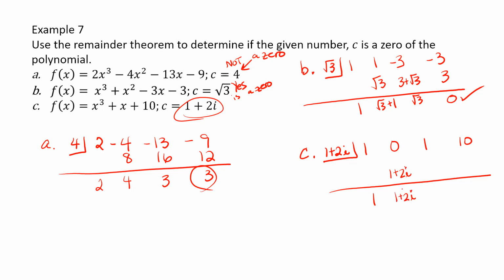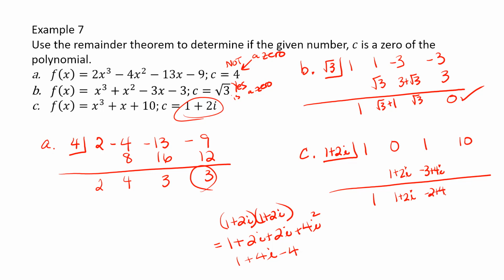Now we need to multiply 1 plus 2i times 1 plus 2i. I'm just going to do it over here. So that's going to be 1 plus 2i plus 2i plus 4i squared. So that is 1 plus 4i minus 4. So that's going to be negative 3 plus 4i right here. And then when we add 1 plus that, we're going to get negative 2 plus 4i.